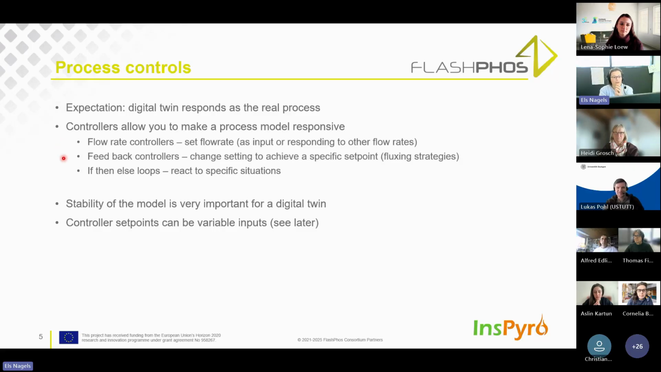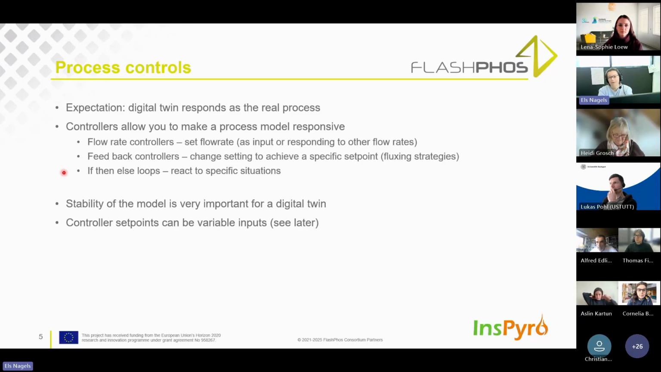A second type of controller is feedback controllers. Feedback controllers are used when you want to achieve a specific set point later in the process. A good example there is when you look at fluxing strategies. If you want to achieve a specific composition at the output, you have a feedback controller that changes the input so to achieve the requested output. So it's an iterative controller.